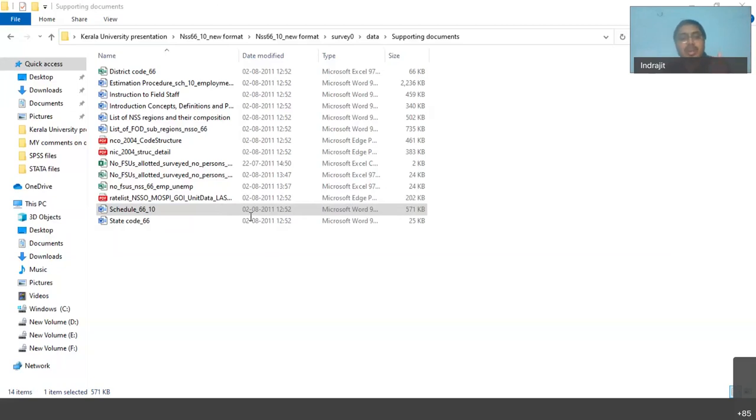It is mentioned, but where will I get the code? Just below the table or on the next page they provide it. For religion, the codes are Hinduism 1, Islam 2, Christianity 3, Sikhism 4, Jain 5, Buddhist 6, like that. For social group, variable 6 in block 3, the codes are given here: Scheduled Tribe 1, Scheduled Caste 2, Other Backward Classes 3, and others 9.